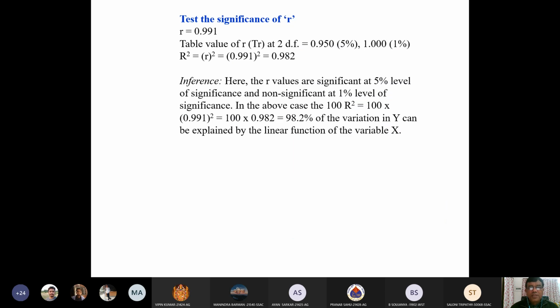Now in this case, we have seen it was significant, because the table value is 0.95 and your calculated value was 0.991. So 0.991 is more than 0.950 at 5% level of significance. Therefore, this relationship is a linear relationship.